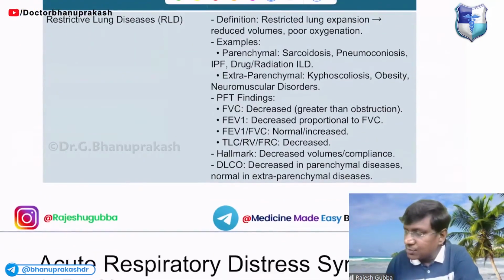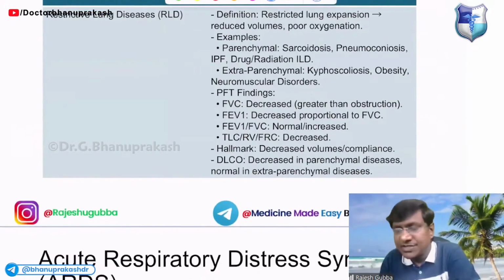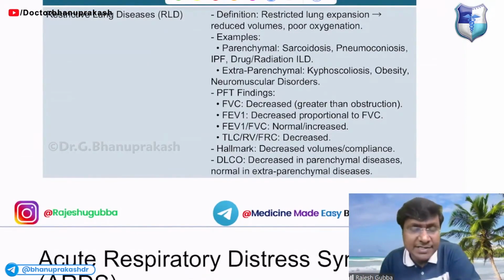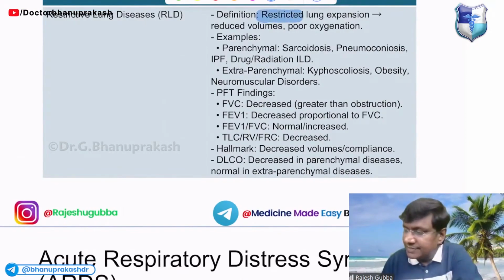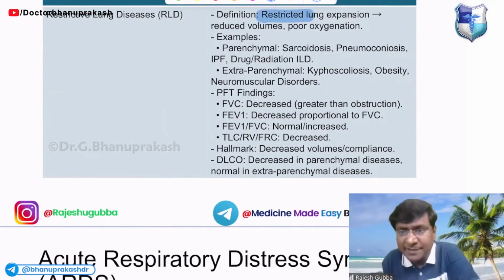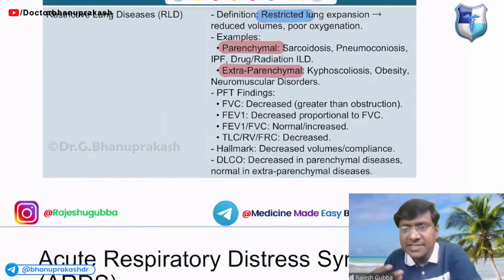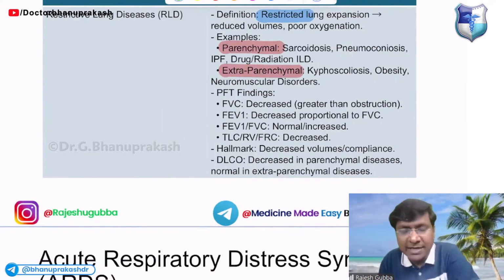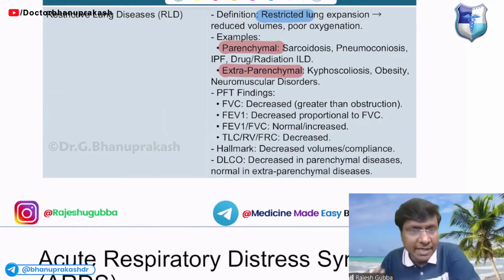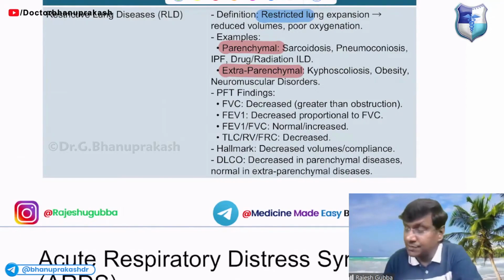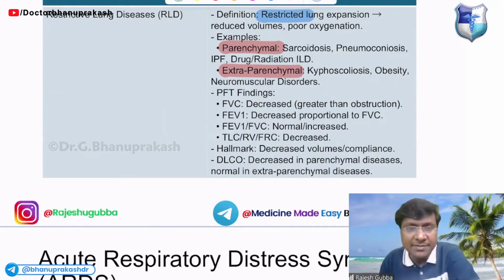Then take the case of RLD. In restrictive lung diseases, what exactly is the problem? There will be restriction to the expansion of the lung. And in these restrictive lung diseases, we have two types: one is parenchymal and the other is extraparenchymal. Now, what are the parenchymal causes? That includes sarcoidosis, pneumoconiosis, idiopathic pulmonary fibrosis, drug or radiation-induced interstitial lung disease. Then the extraparenchymal causes are like kyphoscoliosis and obesity.